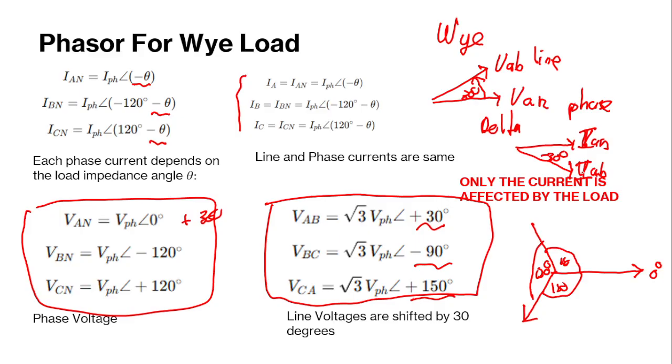So just remember delta, minus 30 for the current. Because remember the current will be different, right? Remember guys, the 30 degrees goes with the one that is different. For Y, the voltage is different, so that one will have a 30 degrees, but that 30 will be plus. For delta, the current's different, so that one will have the 30 degrees, but since it's lagging, it will be a minus. So you have to remember that.